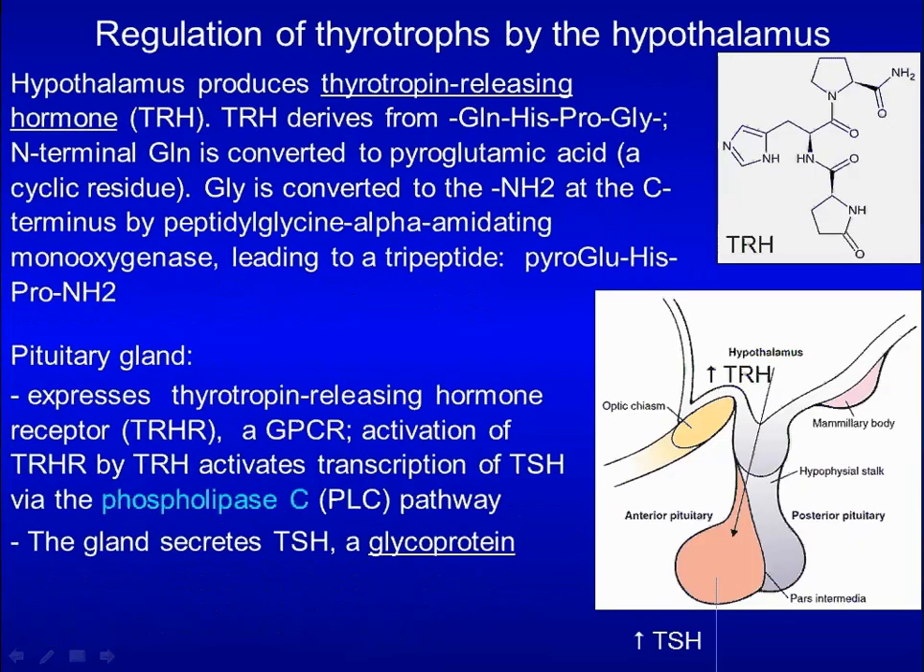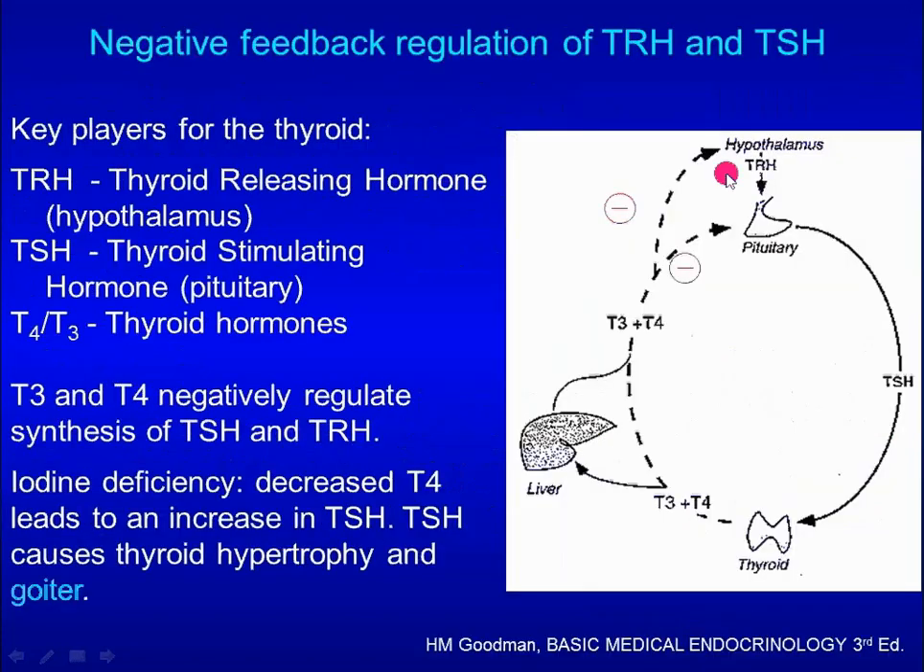Hypothalamus produces TRH. TRH is a small peptide. Pituitary gland expresses TRH receptor, a G-protein coupled receptor. Activation of this receptor by TRH activates transcription of TSH through a phospholipase C dependent pathway. Here, TRH stimulates pituitary gland to produce TSH. TSH stimulates the thyroid gland to secrete T4 and T3.